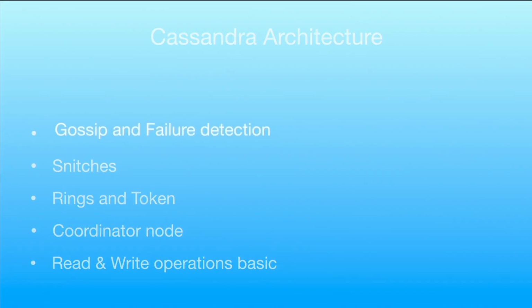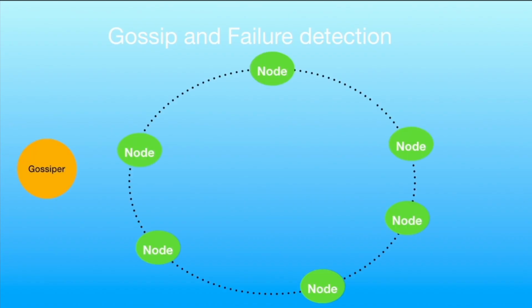So we will start with failure and gossip detection. Gossip protocols are used by distributed systems to identify the health of the various nodes. As we know, Cassandra has a number of nodes which are used for read and write operations. There is a gossiper node which tries to connect with all the nodes and keep track of the health of each and every node.